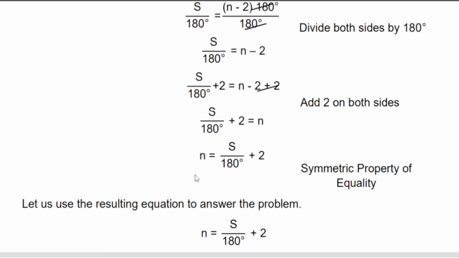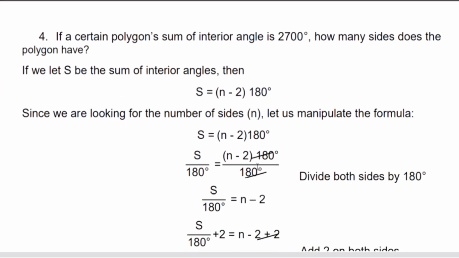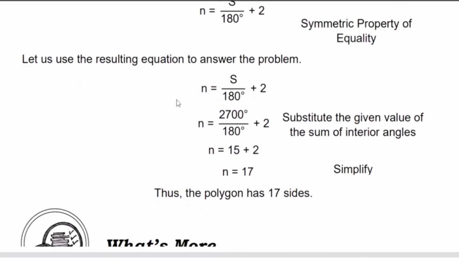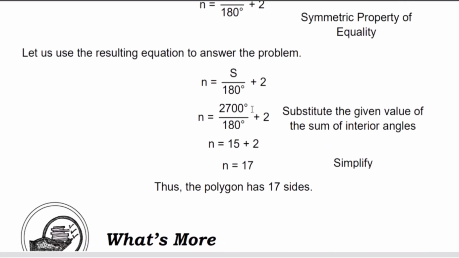Let us use the resulting equation to answer the problem. So n is equal to S over 180 degrees plus 2. Substitute the given value of the sum of the interior angles, which is 2,700 degrees over 180, is equal to 15 plus 2. So n is equal to 17. So the polygon has 17 sides.